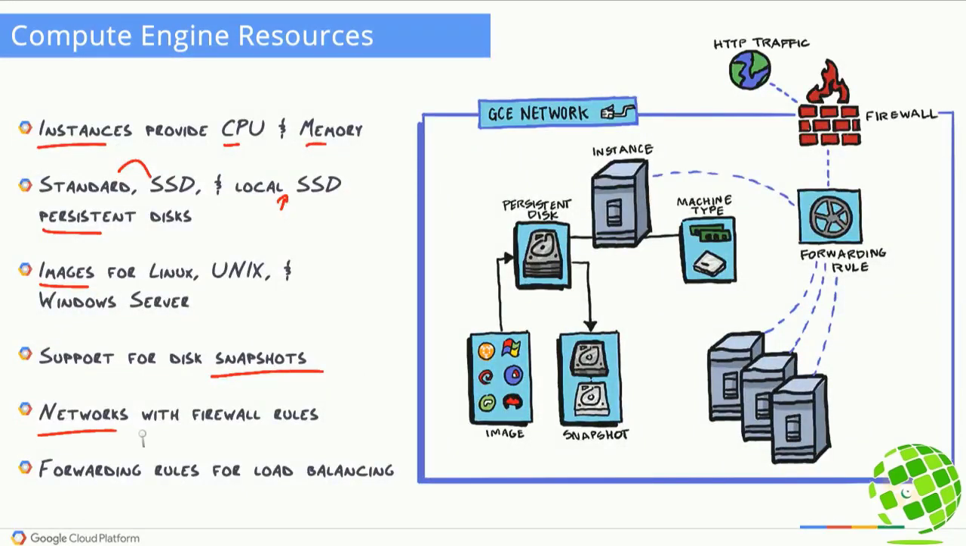We also have a network resource, so of course we can create many virtual machines that can talk to each other. We have firewall rules, so we can dictate traffic coming in and out of our network. And we can also set up forwarding rules, so we can balance traffic across pools of virtual machines. So these are the primary resources you'll be working with when building instances and networks.